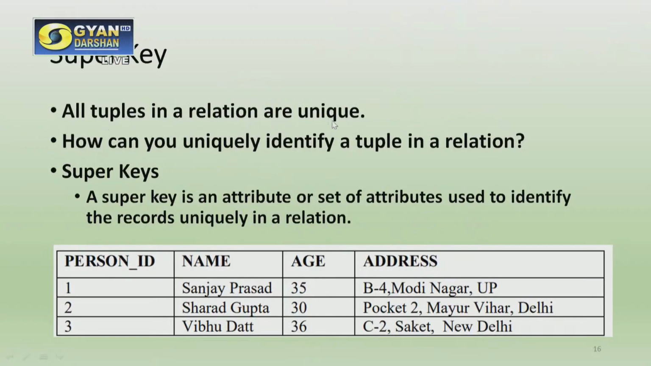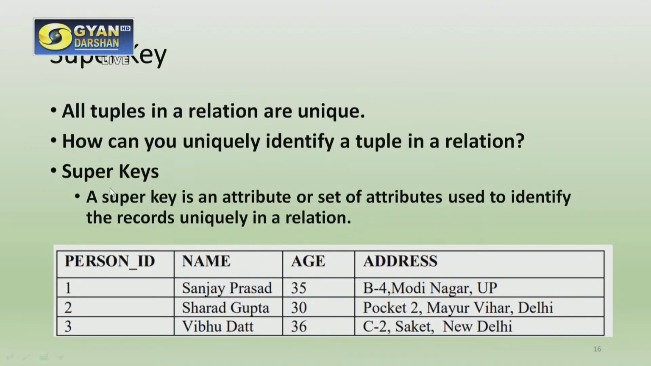Now, let us finally talk about some of the concepts related to the key of the relation, which basically recognizes how you distinguish between two tuples in a relational database management system. The very first term defined is that all tuples in a relation are unique. That is the property with which we are dealing. All records are unique. How can you uniquely identify a tuple in a relation? You should be able to uniquely identify that particular record. If you want to do that, how are you going to do it?